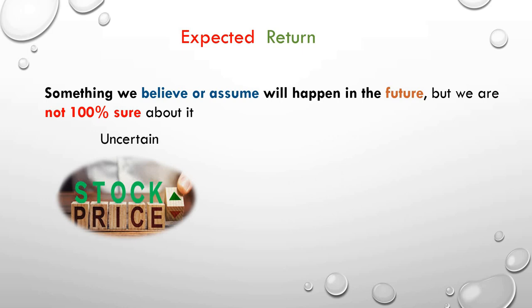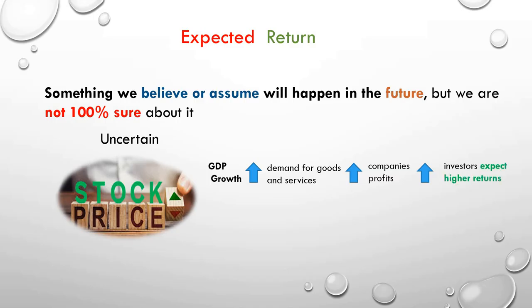Let's take an example. We are saying that the future is uncertain and our expectation depends on certain conditions. Let's say the GDP increases. There is growth in GDP. Obviously, when there is growth in GDP, all the individuals are earning more. So demand for goods and services will increase. And if demand for goods and services is increasing, companies are earning more profit. And if companies are earning more profit, investors will expect higher returns. So everything depends on the GDP growth. If GDP growth is good, investors will expect higher returns. If GDP growth is less, investors will expect less return.